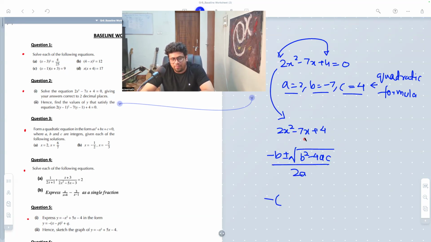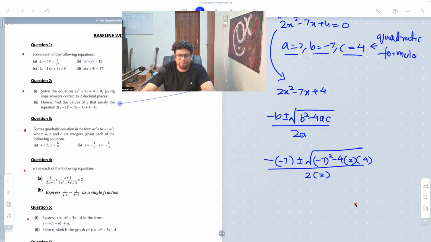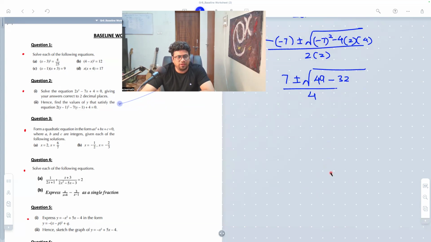Well, remember, b is minus 7. So a common mistake is simply writing a 7 there. No, it's a negative 7, plus minus root over (minus 7) square minus 4 into a into c, divided by 2 into a. Now, that's 7 plus minus square root of 49 minus 16 into 2, 32, divided by 4. Yes, there was no splitting the middle term possible here. And from there, I think you can do it on the calculator.